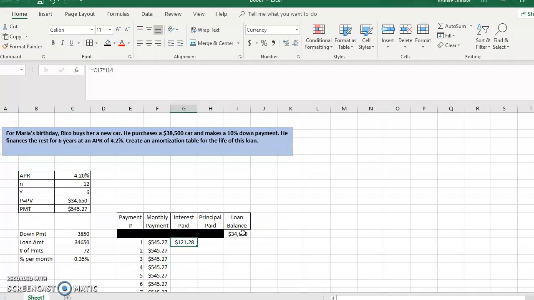So this 121.28 means that out of the $545.27 that Rico pays in month one, $121.28 of it is paid in interest, which means the rest of it is paid towards the principal. So to figure out how much is paid towards the principal, we're just going to take the $545.27 and subtract the interest paid, because that will give us what's left over. So in month one, $424 was paid from the principal.